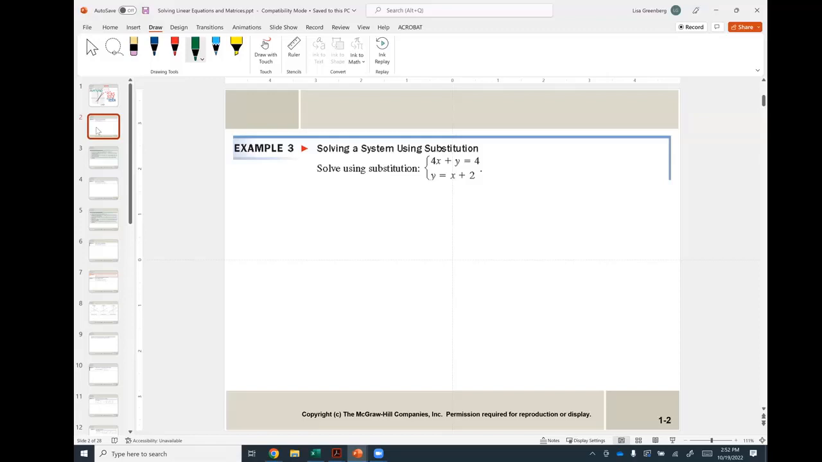So solving this system using substitution, it's already in the correct form because I already know that y equals x plus 2. As long as I have some variable equals something in terms of the other variable, I'm in good shape, and they gave it to us exactly like we would want it. And why do we want it that way? Because I have 4x plus, and now I have y.